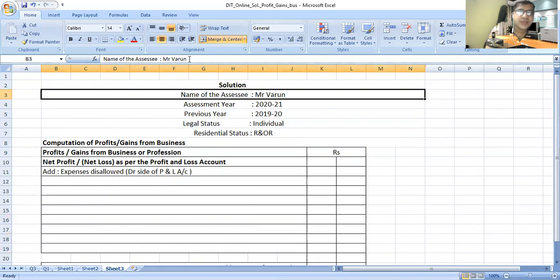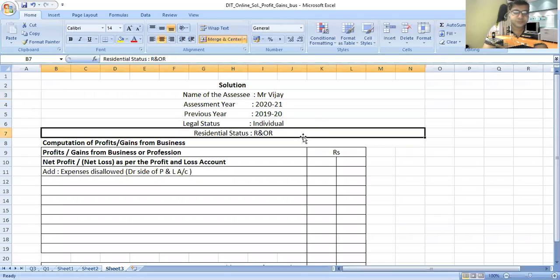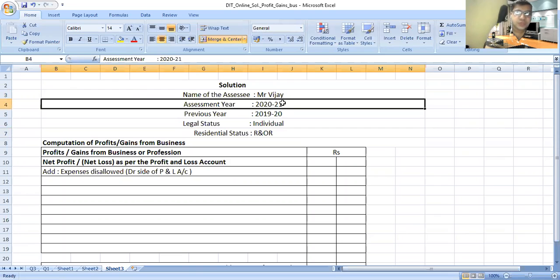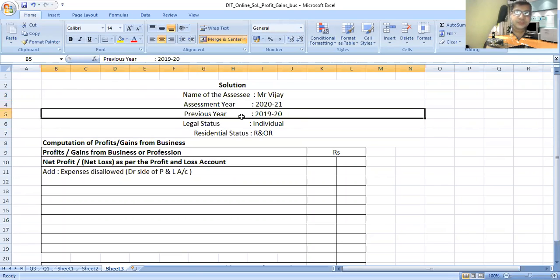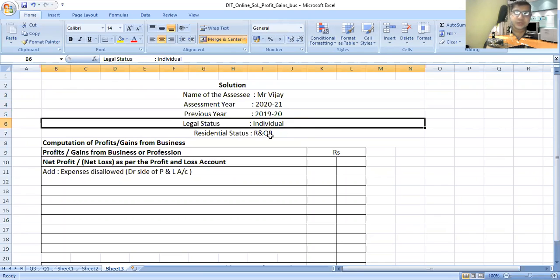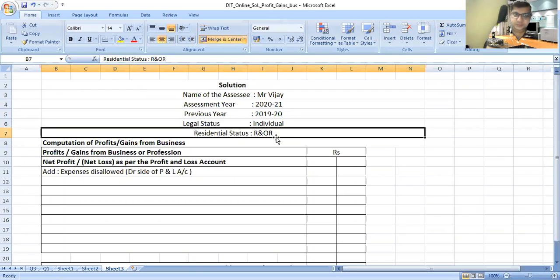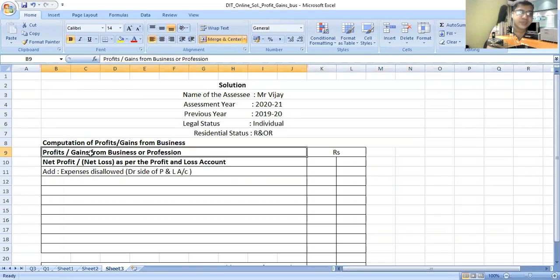Here, name of the assessee in our problem, Mr. Vijay. Assessment year 2020-21, previous year 2019-20, legal status individual, residential status RNOR, computation of profits and gains from business. This is the head, profits and gains from business or profession. Our problem starts from net profit. The net profit as per profit and loss account that we should write here.